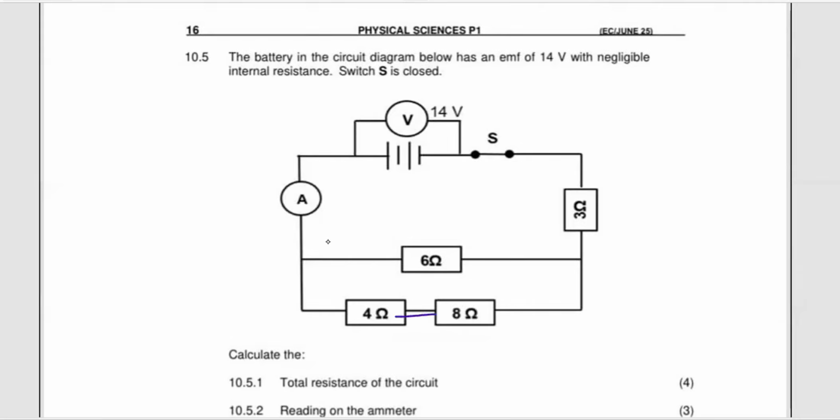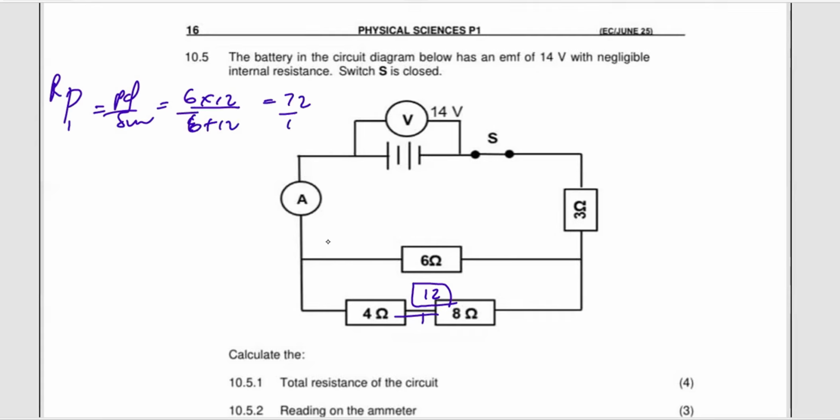So when I add these two, I'm going to get 12. They are still in parallel, meaning that to get the parallel resistance, it's going to be the product over the sum, R_P1. So it is 6 times 12 over 6 plus 12, so it's 72 over 18, which gives me 4 ohms, okay? So this entire thing just reduces to 4 ohms.